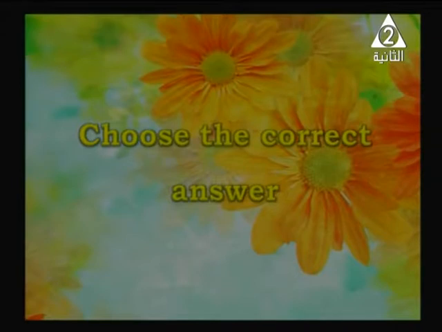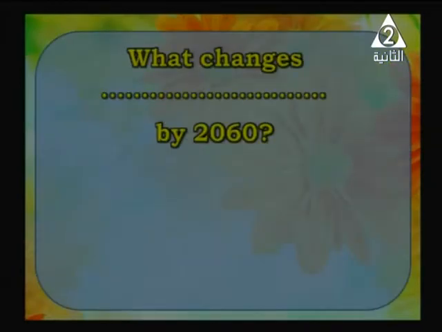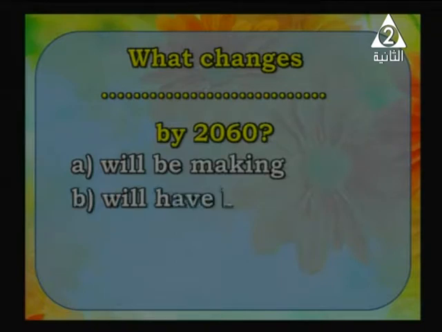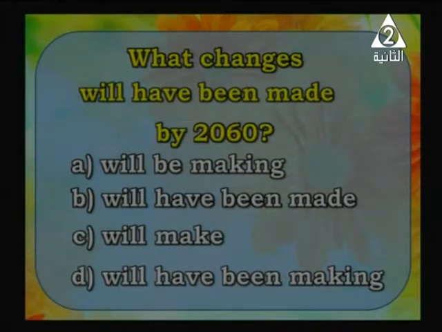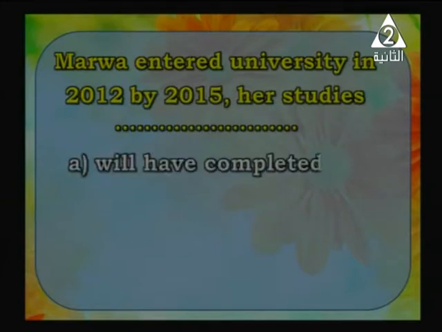Choose the correct answer. What changes will space by 2060? Will be making, will have been made, will make, or will have been making. Of course, changes is our object. So: what changes will have been made by 2060. Passive form of the future perfect.